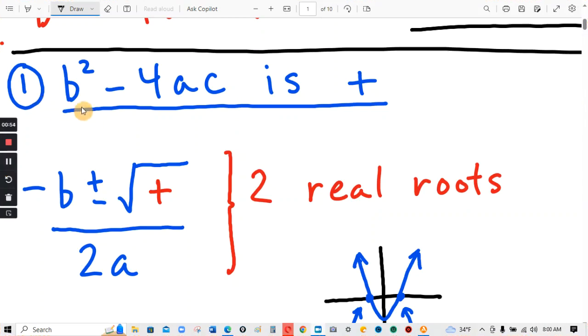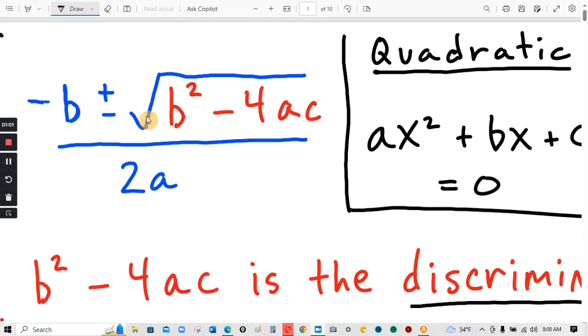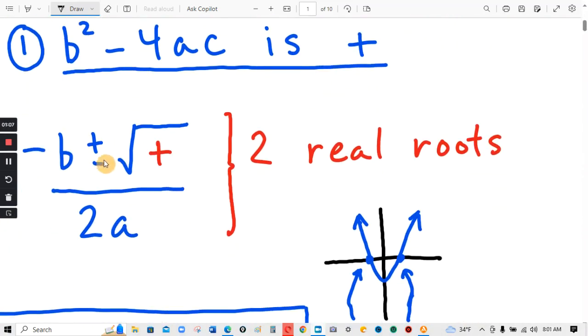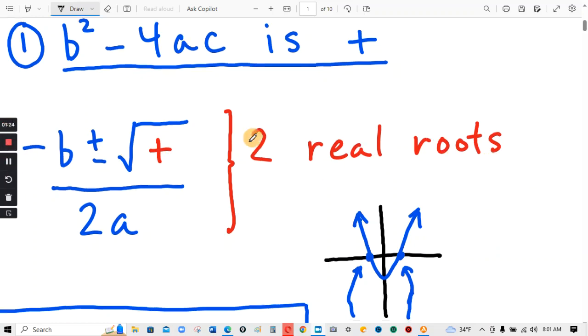Case number 1, b squared minus 4ac is positive. In other words, the part that's under the square root turns out to be positive. So you're going to get plus or minus the square root of a positive, and the square root of a positive is still positive. So if you do plus and minus a positive number, you are going to get two real roots. Those roots are going to be real numbers.